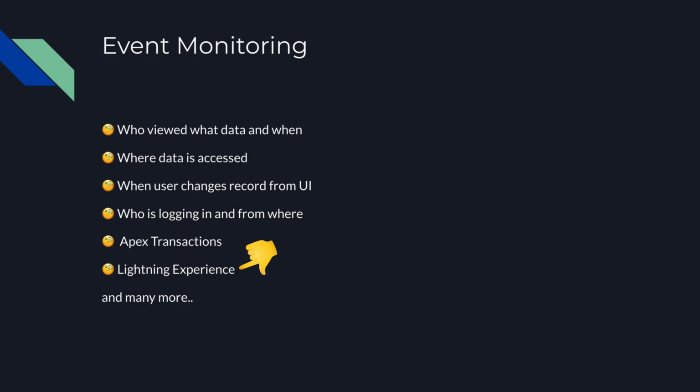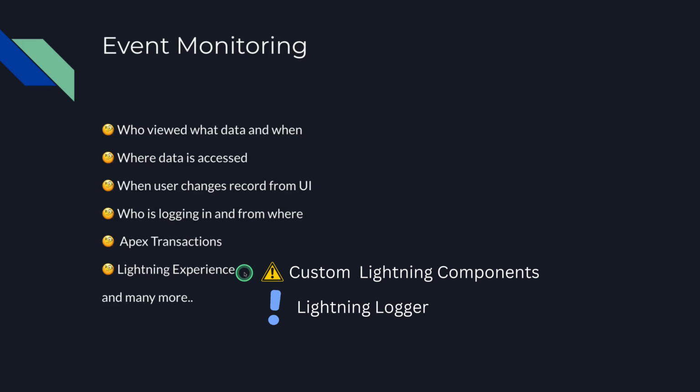For today's topic, we are interested in Lightning Experience events. In Lightning Experience, Salesforce only tracks the information about the standard navigation or standard components. However, when it comes to custom components, there is no tracking. And that is where Lightning Logger comes into the picture. With the help of Lightning Logger, developers can enable tracking in case of custom components. And once that tracking is enabled, all those events get stored in the Lightning Log event type that you can download and perform your analysis.